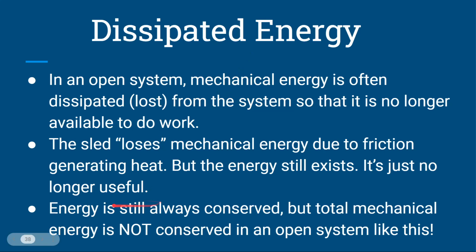Total energy is always conserved if we think about not just our system but also the surroundings. The total amount of energy stays constant, but your total mechanical energy is not going to be conserved in your system if you do have an external force acting on it. Okay, like the sled slowing down due to friction.